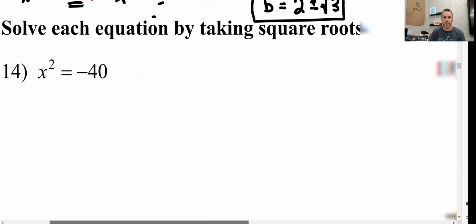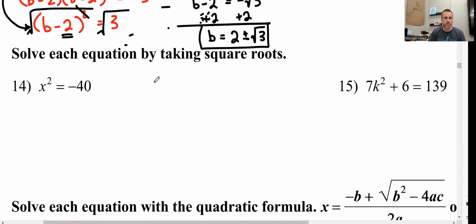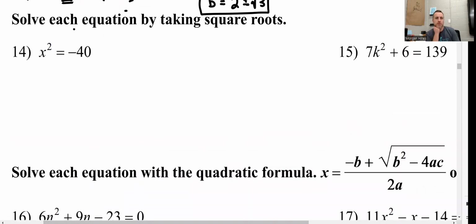All right, let's solve a couple of equations just by taking square roots. This is the ideal situation, I guess. If you have a quadratic and you don't have a linear term, then you can just do what we were doing with completing the square, except you don't have to complete the square. You just take the square root of both sides.